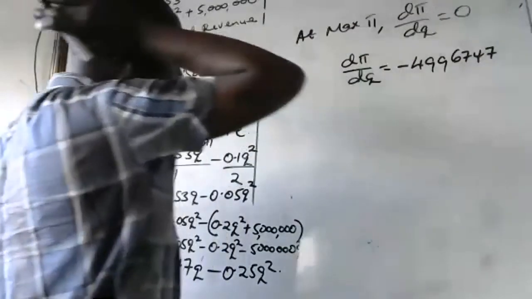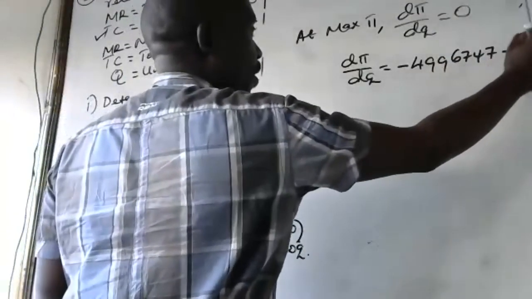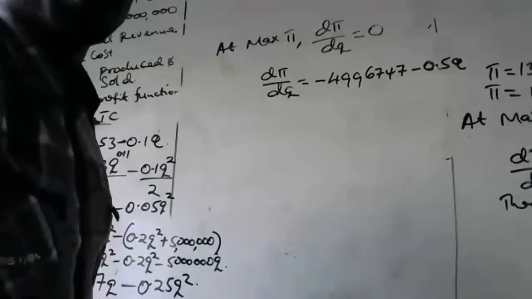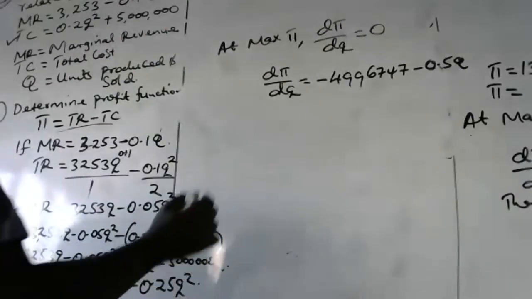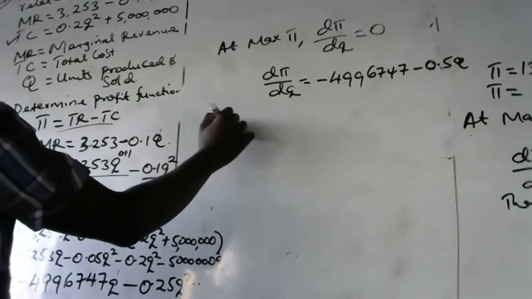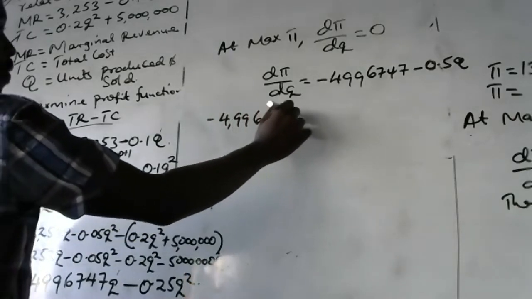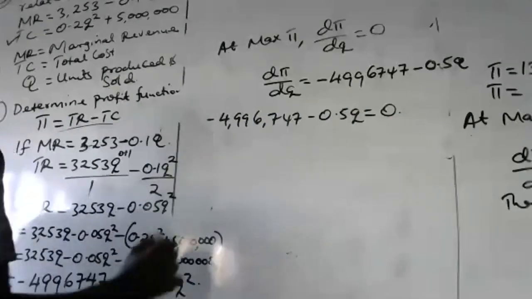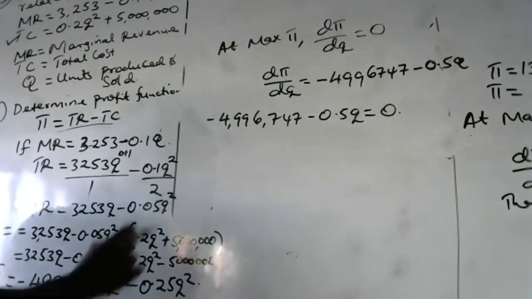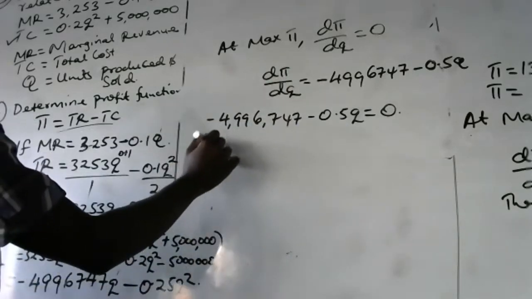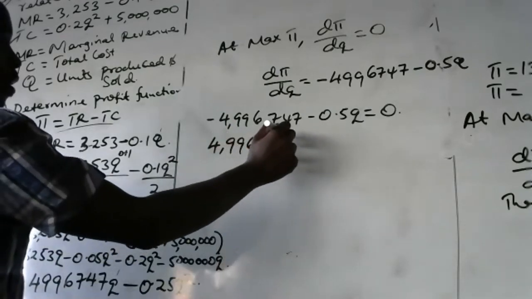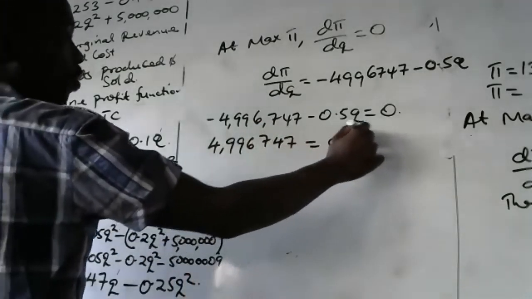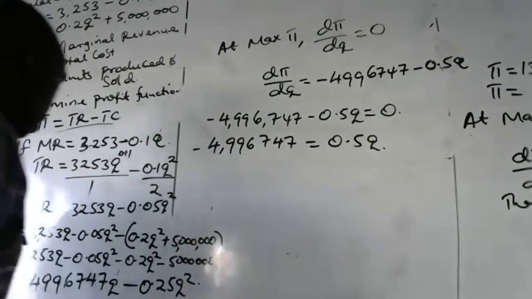6747 minus 0.5. That is the same as 0.5 q, minus 0.5 q. So negative 4996747 minus 0.5 should be equal to zero. So we take that one to the other side. Is equal to 0.5, like that.